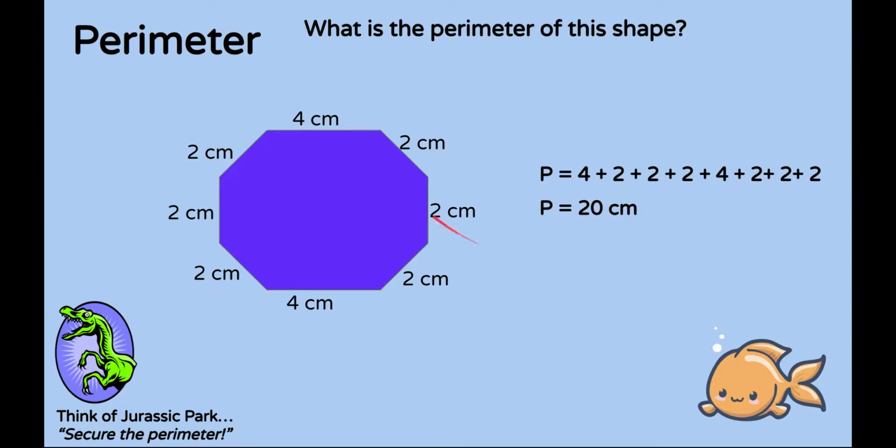So if this were our Jurassic Park, we would need to add up all of the outside edges. So we made sure that we have fencing around the outside edge. The perimeter of our park is 20 centimeters this time.